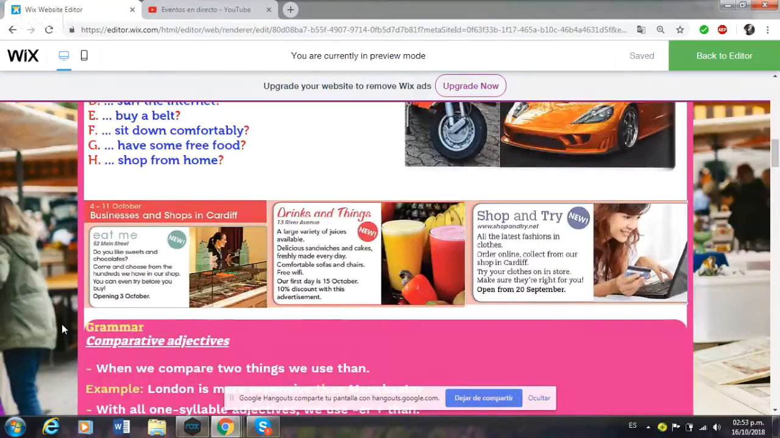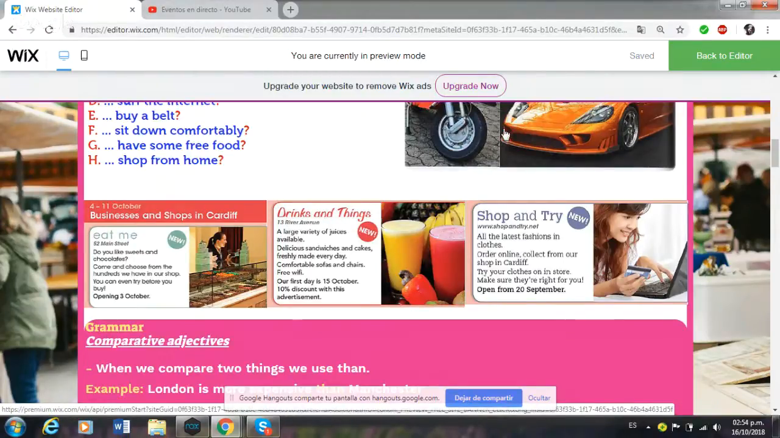For example, the first advertisement says: 4 to 11 October, businesses and shops in Cardiff. Eat Me, 52 Main Street. Do you like sweets and chocolates? Come and choose from the hundreds we have in our shop. You can even try before you buy. Pay attention to this phrase, it's very important: opening October 3rd. So, 3 October. New. That is the first advertisement, and the second one.